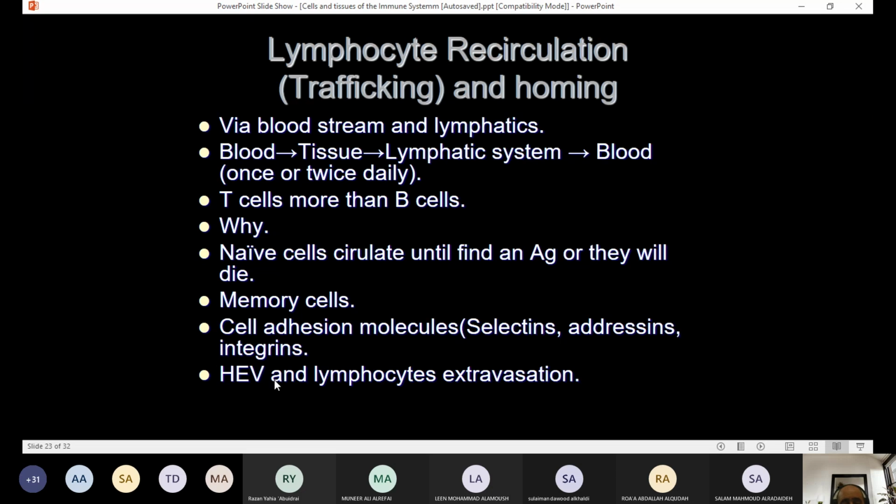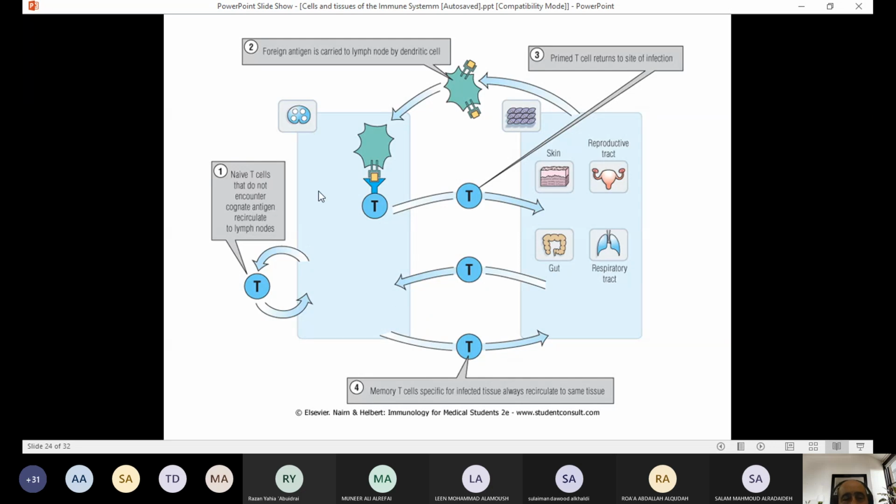We talked about the high endothelial venule and lymphocyte extravasation. In the lymph nodes, the secondary lymphoid organs, the high endothelial venules contain these types of receptors for those cells, so they can pass from there. In lymphocyte extravasation, they bind through the vessel between the cells into the allocated area. So the high endothelial venule plays a role in the circulation, recirculation and homing of those cells into the secondary lymphoid organs.